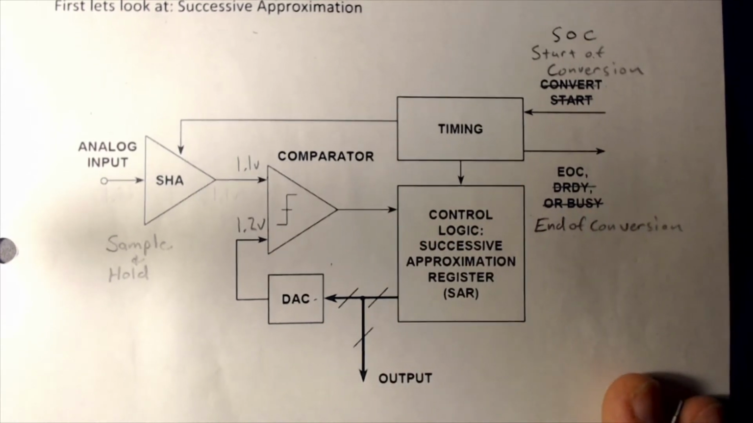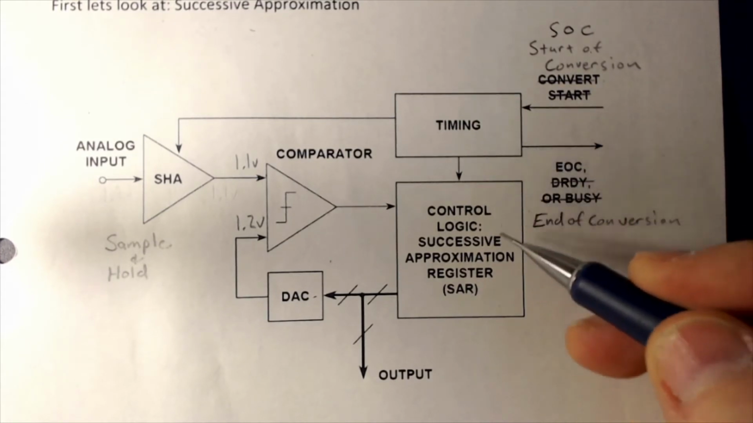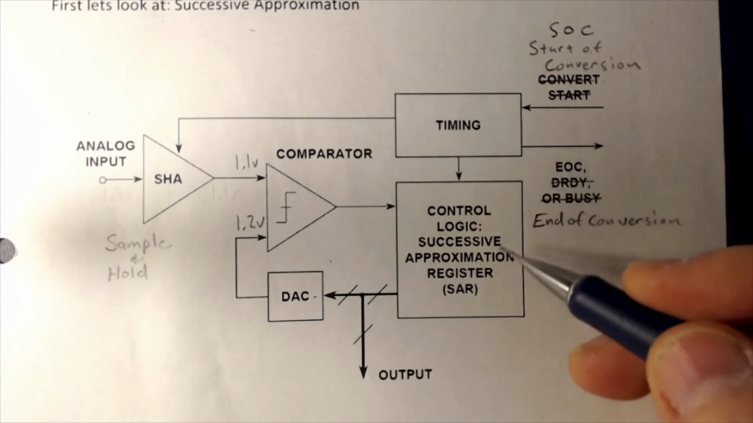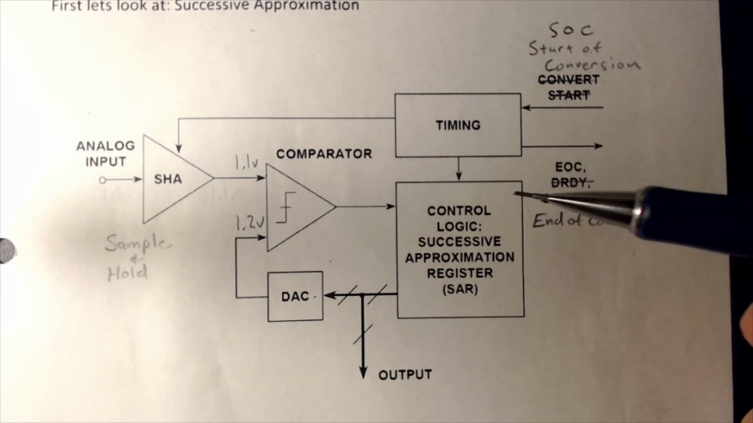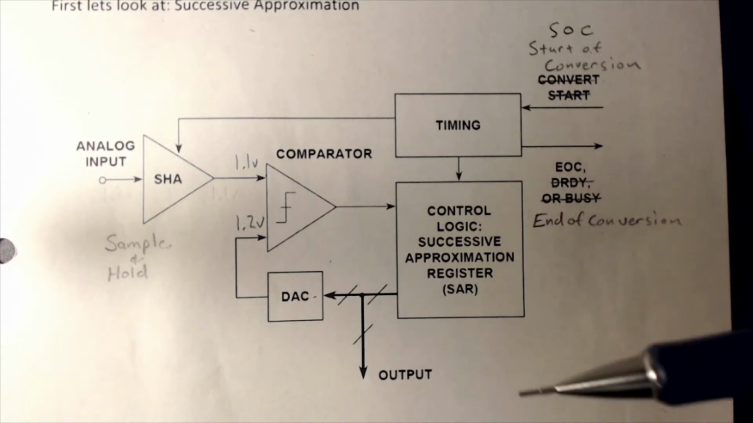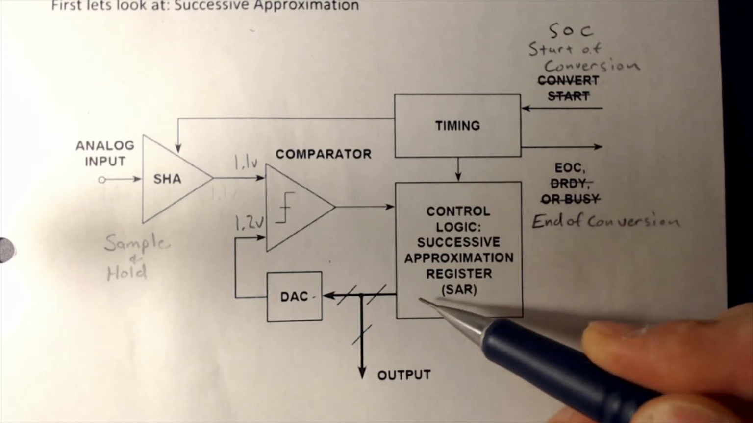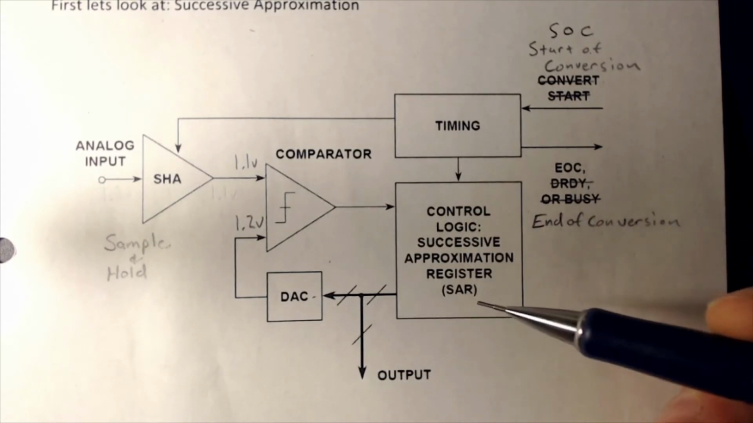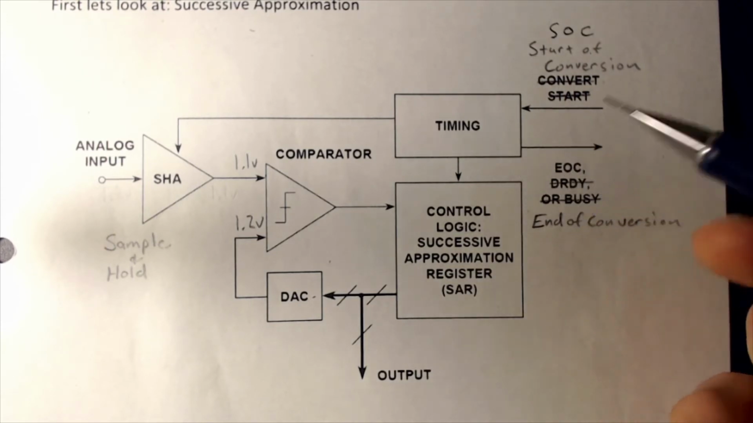Next up, we do have some timing and control logic. The timing and control logic is really just the algorithm. It's like a state machine that's stepping through the algorithm, taking the output of this comparator and changing the output over here, and you'll see that as we step through the algorithm.